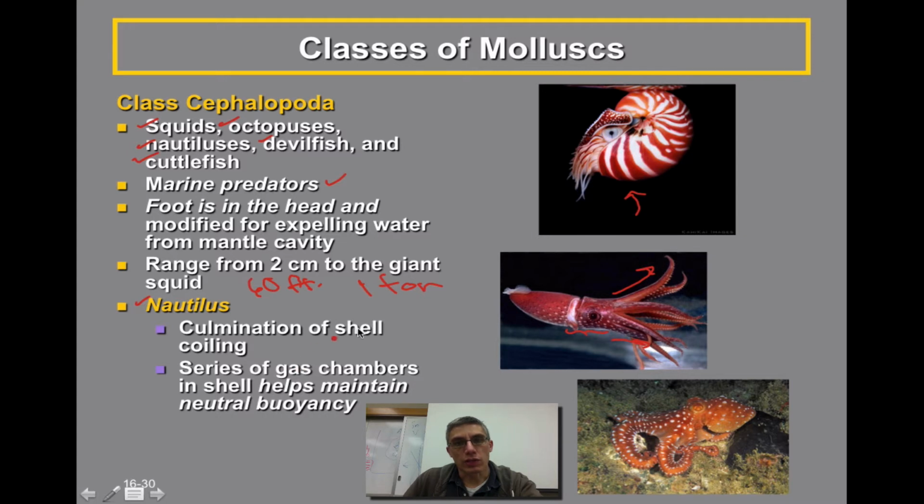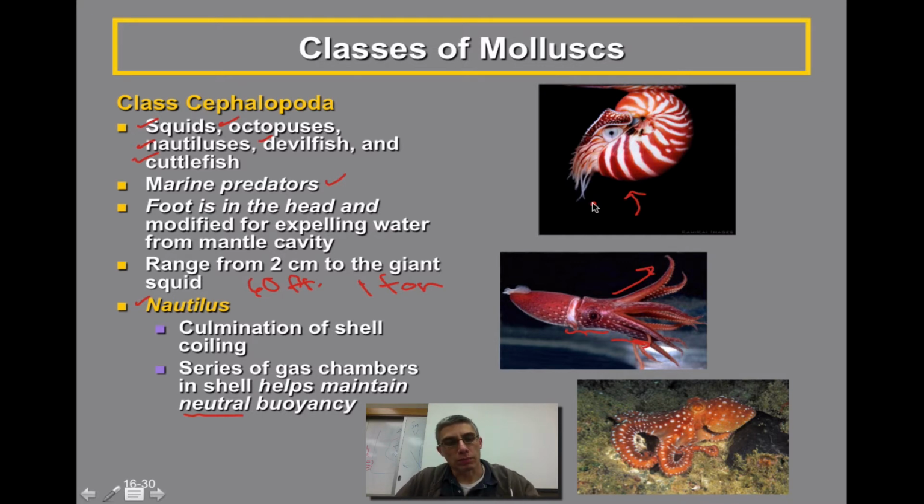Now, if you notice, the shell itself does coil, and as I said, this is kind of similar to the gastropods, but they do not belong to the class Gastropoda. Now, within this shell, you're going to notice that there is a series of gas chambers, and the primary responsibility of those gas chambers is to maintain what we call a neutral buoyancy. In other words, it gives the animal the ability to float in the water and maintain its position within that environment.